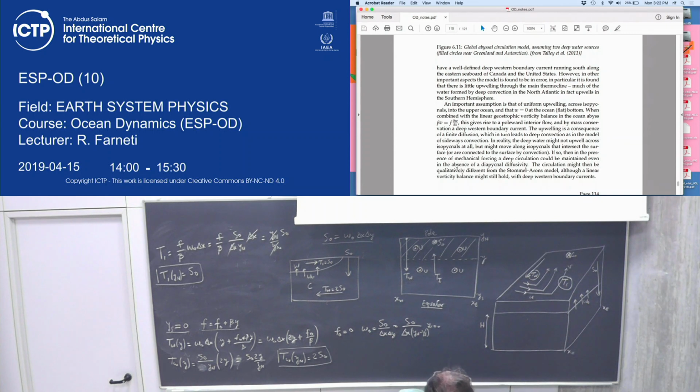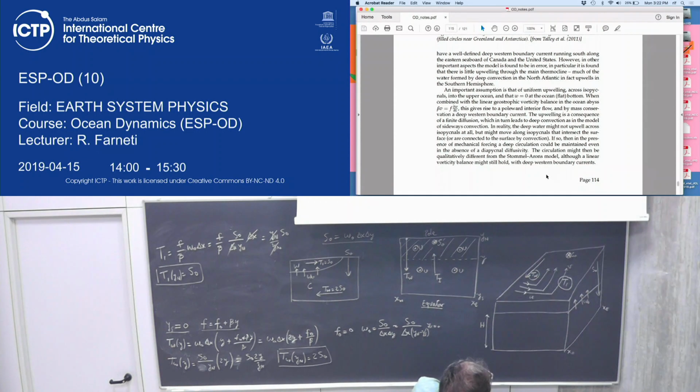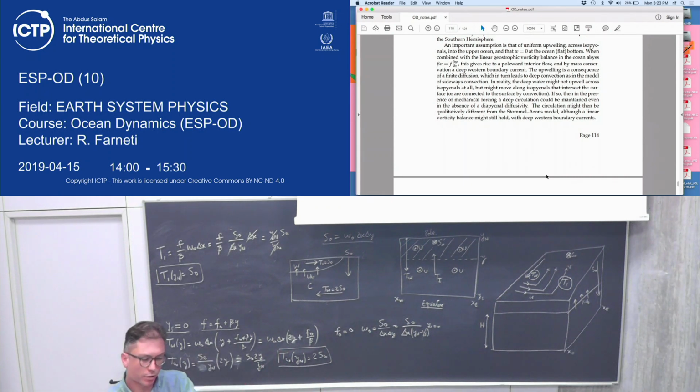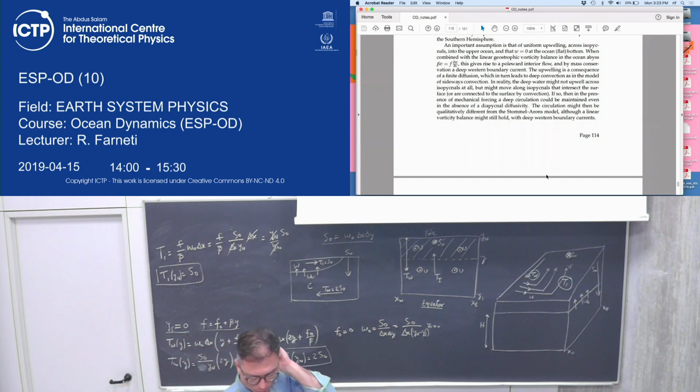So the real circulation is qualitatively different from this very idealized Stommel-Arons model, but at least there is a deep western boundary current, which was not observed before, and with the simple model they predicted, and they were right. Okay, so this is the general picture of a buoyancy-driven meridional returning circulation. You can think of convection, and you get convective cells, but we know that diffusivity is not enough, and it doesn't give you the right picture and the right strength of the circulation.